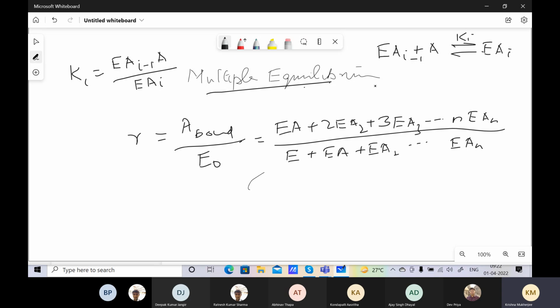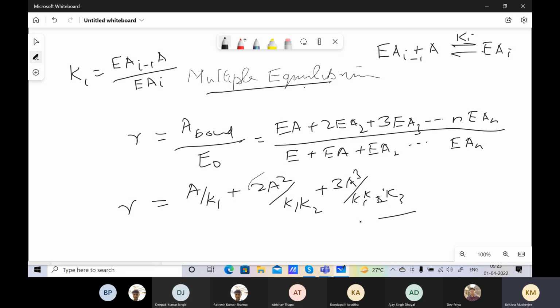And so R then, using this kind of formulation, became equal to, can you tell me what it was? A by K1 plus 2A square upon K1, K2 plus 3A cube upon K1, K2, K3, and so on. And the bottom one was simply 1 plus A by K1 plus A square upon K1, K2, and so on.